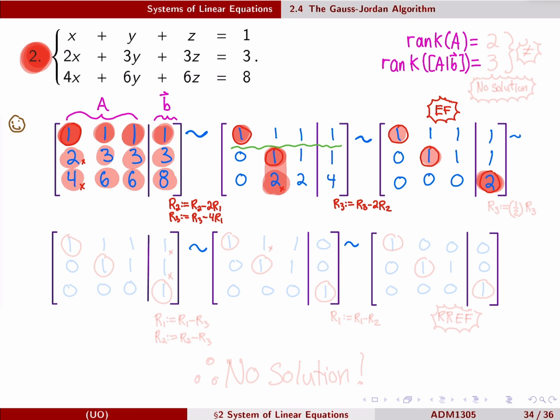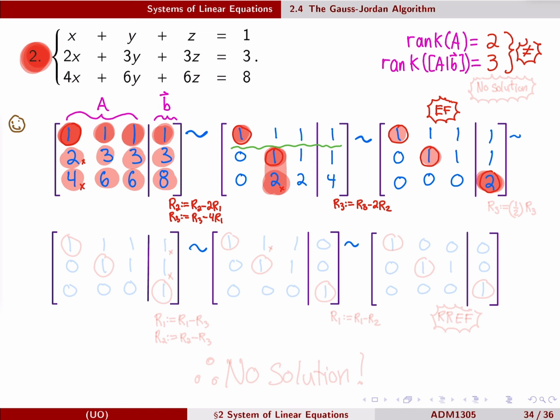What is the rank of A? Well, there's 2 pivots in A, so the rank is 2. But if I compute the full rank of the augmented matrix, I get 3. As soon as those two numbers are not equal, we know that there's no solution.